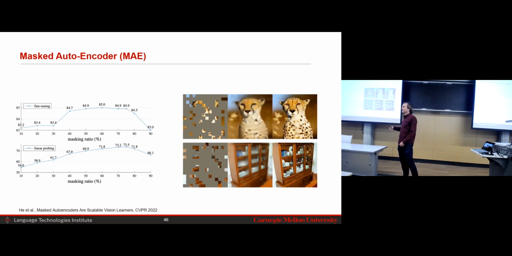I think there's going to be more understanding over the next few months about how exactly this works, but the first intuition is that if you don't mask enough, the transformer or any kind of model will look only very locally.